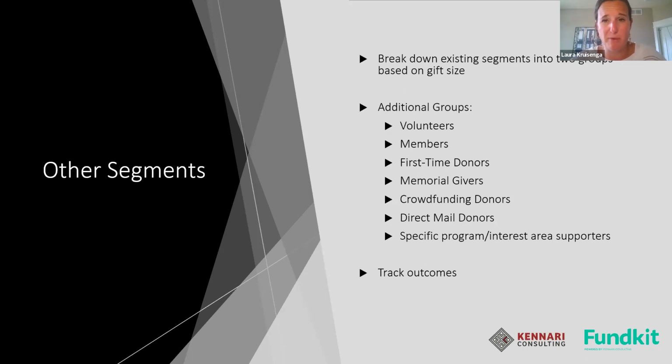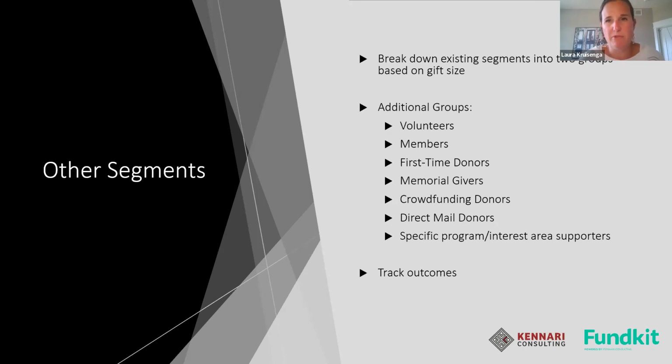Memorial givers is another big one, again, depending on if you get a lot of those. Memorial givers are very hard to renew, which makes a lot of sense. And so you really want to think about, we either need a strategy for them, or maybe you segment them out of your communications or just do something different. Crowdfunding, again, very hard to renew. It doesn't mean that's bad, but you just maybe need a little different strategy.